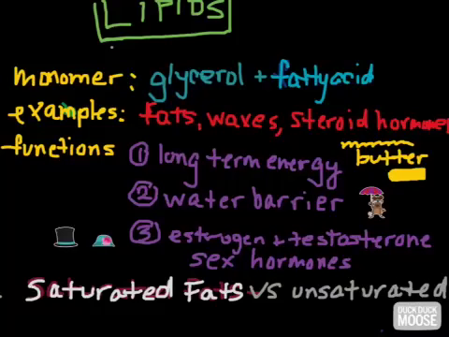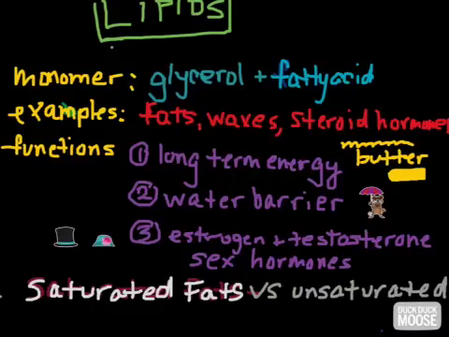And in the video down below on my website, I have that shown. So the examples are fats, waxes, and steroid hormones. And the fats we usually talk about are the ones that we eat, like olive oil, butter, vegetable oils, and the ones that are in regular foods like avocados and coconuts.